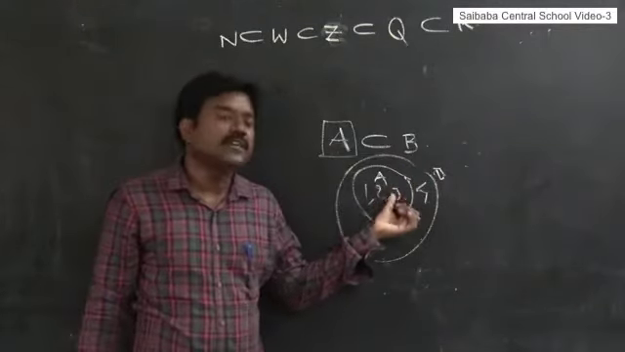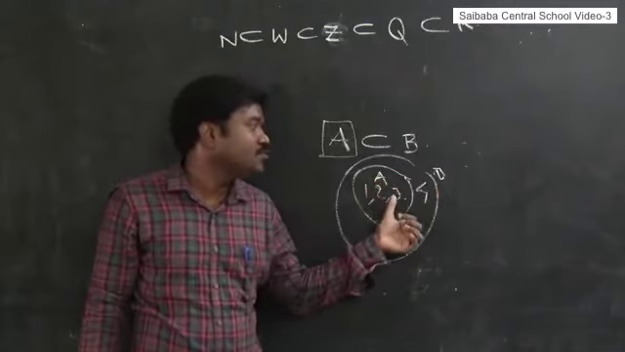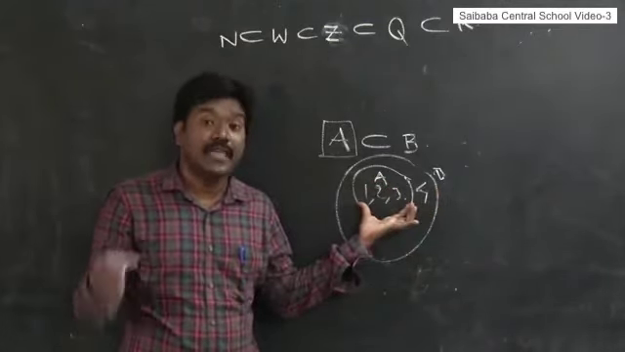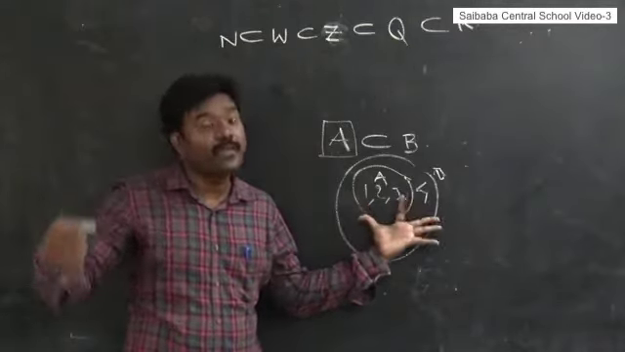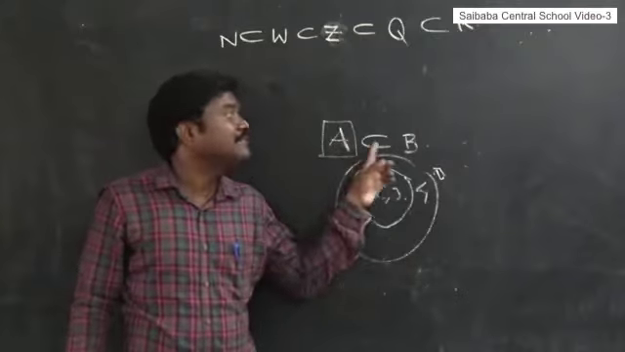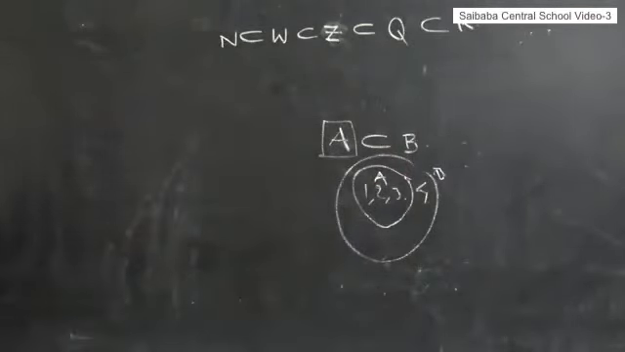In A, how many elements are there? 1, 2, 3. In B, how many elements are there? 1, 2, 3, 4 overall. That means all the elements of A are also elements of B, and there are some more elements in B. That means A is a subset of B. Once we understand this, we can easily understand the series.